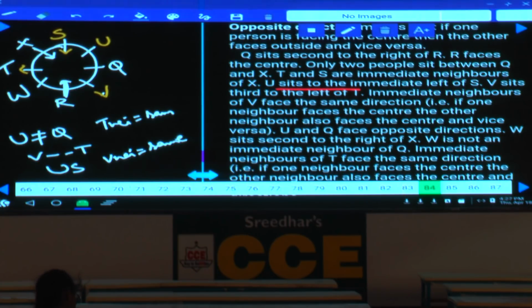And next one. T's neighbors are facing the same direction, that is X and W are facing the same direction, and V's neighbors are also facing the same direction. That means Q and R are facing the same direction. And next one, U and Q are facing opposite directions. Q is inward and U will be outward. Done with this? Now this is how these 8 persons are seated around this circular table.